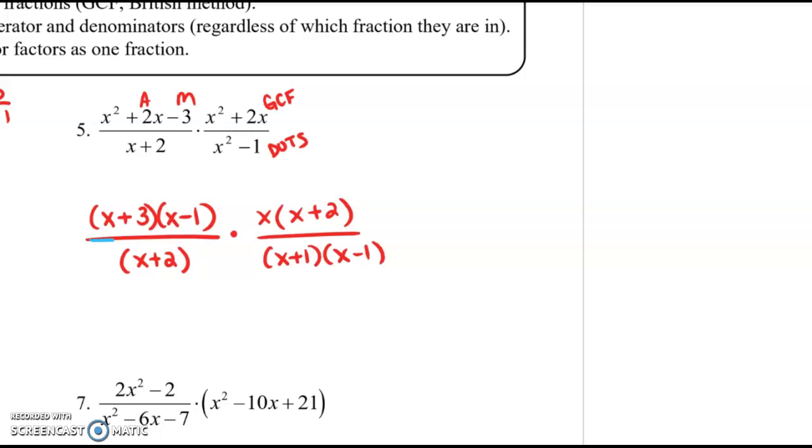Like I said, I'm going to pretend it's one giant fraction. If I have the same thing in the numerator and denominator, I can cancel it. So x plus 2 is in the numerator, x plus 2 is in the denominator. Cancel. X minus 1, cancel. Then what I have left over is my answer. I have an x and an x plus 3, and I have an x plus 1 in the bottom. So I'm going to put my GCF of an x up first and my binomial second, which is kind of how we write our answers, and then the x plus 1 at the bottom.